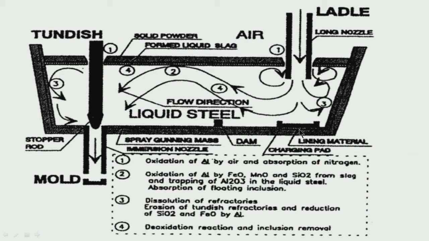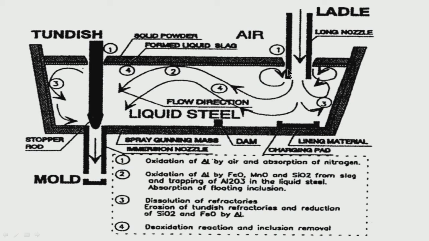There might be damage to the lining of the tundish. So, there is a charging pad at the bottom of the tundish just beneath the entry of the liquid steel entry. It protects the tundish bottom at this location from direct impact, direct impingement of liquid steel. This is again important, otherwise there will be erosion of the lining material of the tundish. Now, just look at what is happening.